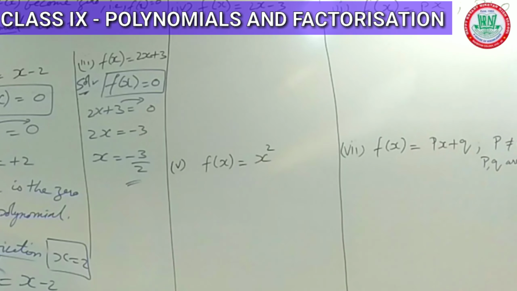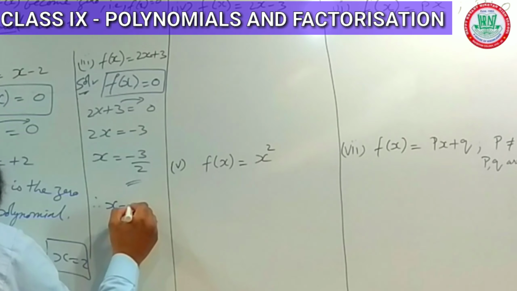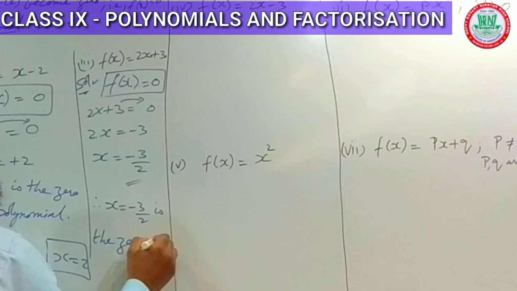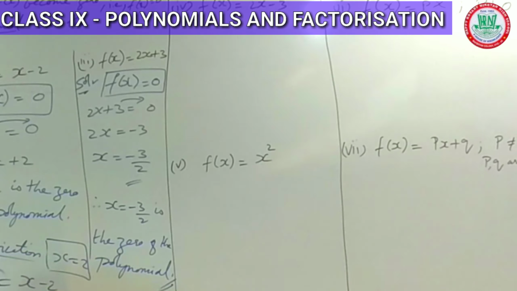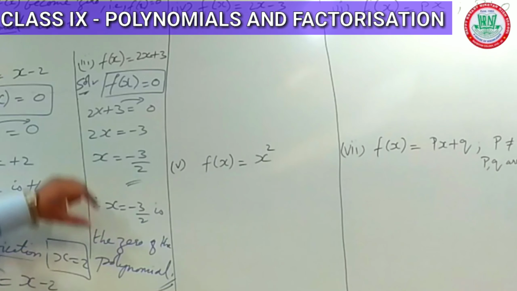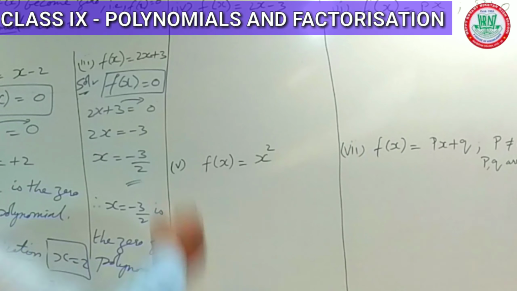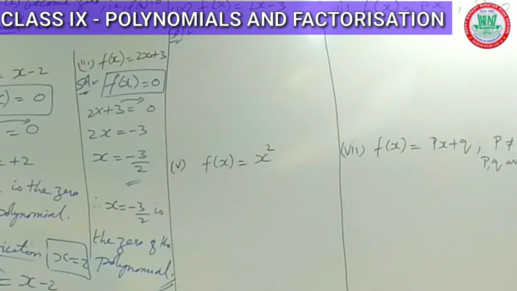No need to do verification. We just have to find x. Therefore, x is equal to minus 3 by 2 is the zero of the polynomial. Okay. If you want to, you can do it. That will be the homework for you. You have to put this value, the same thing we did here, for verification.